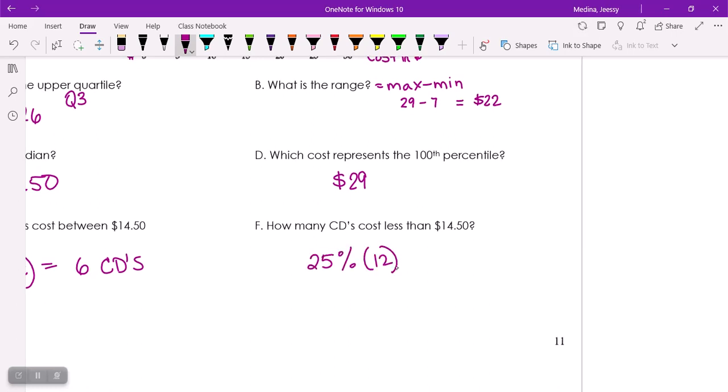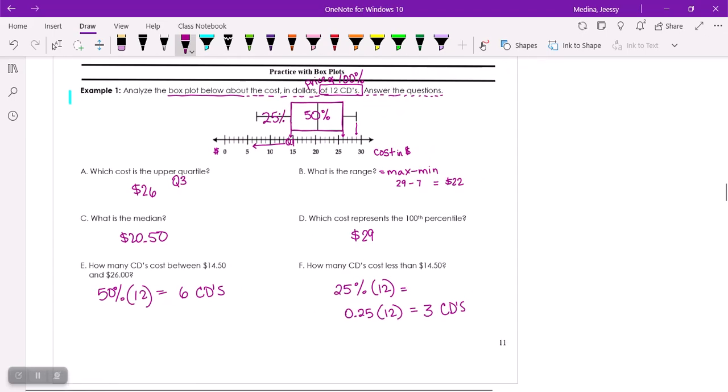All right, for those of you wondering how to do this, it's 0.25 times 12, which is 3 CDs that cost less than 14.50. So some of these questions were about the cost of the CDs, and some were about the quantity of CDs. Are we clear?